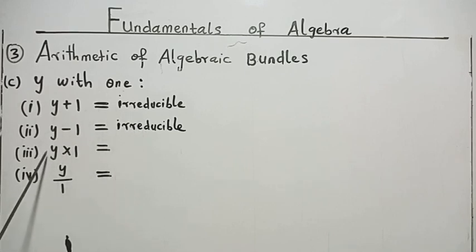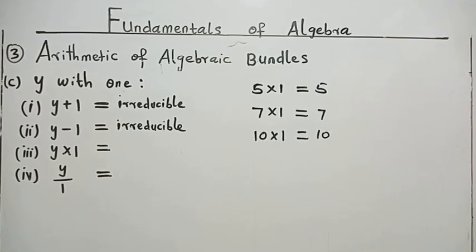What about this y times 1? Y times 1. It means any number times 1. Let us use some examples to show what the answer could be. Now look at these examples. 5 times 1. What is it? 5. Do you doubt it? If you bring 1 into 5, the result is equal to 5. 7 times 1 is still equal to 7. 10 times 1 is equal to 10.